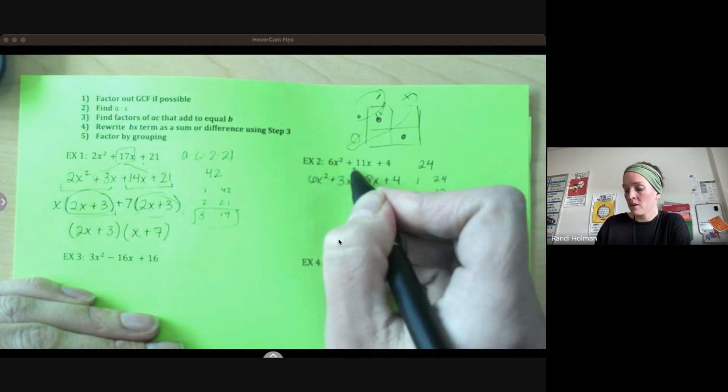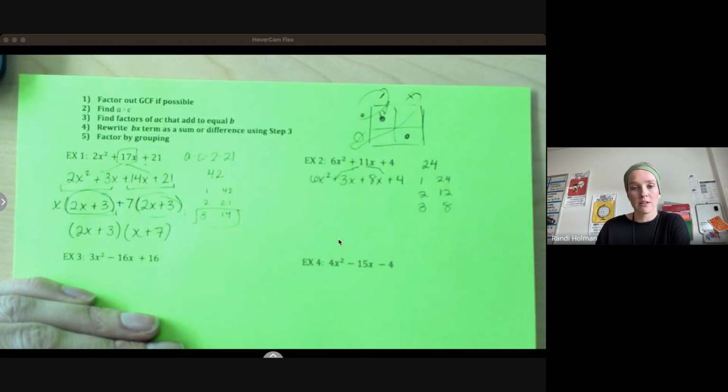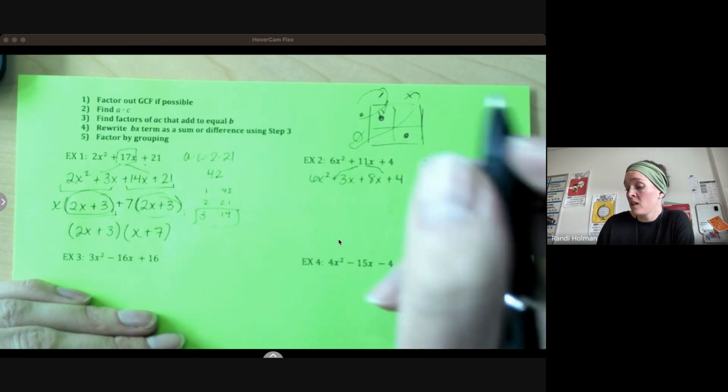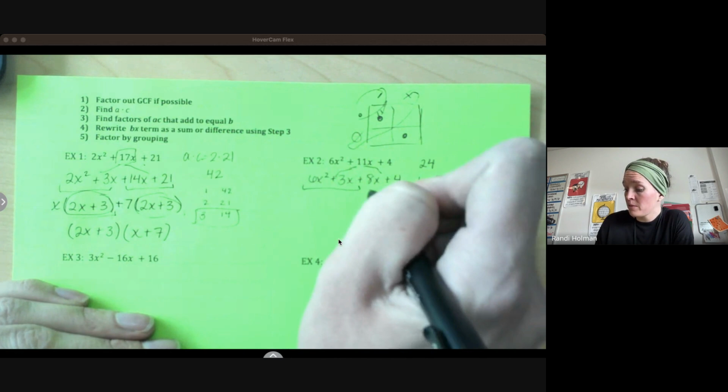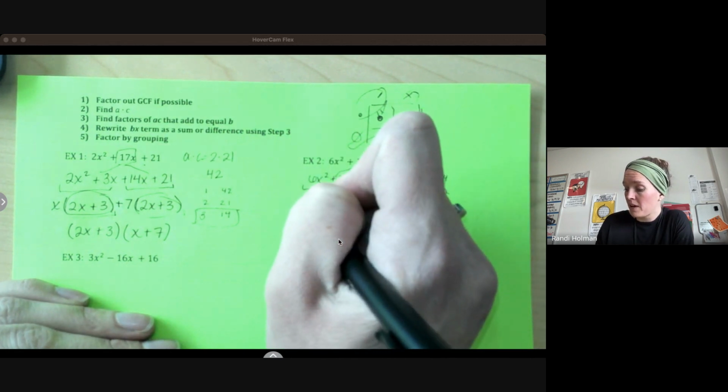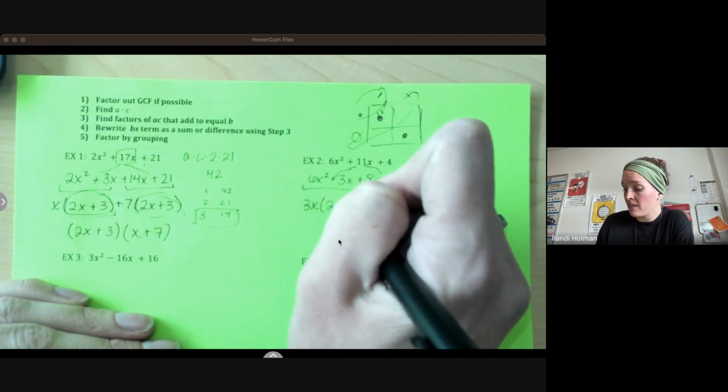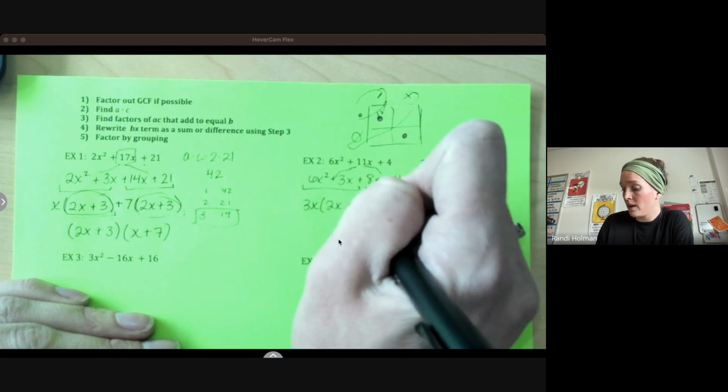So we just took that middle term and rewrote it using those factors of a times c that add up to be that b value. Okay, once we do that, now we have four terms, so we can group. Greatest common factor here is 3x. When we divide that out, we get 2x plus 1.